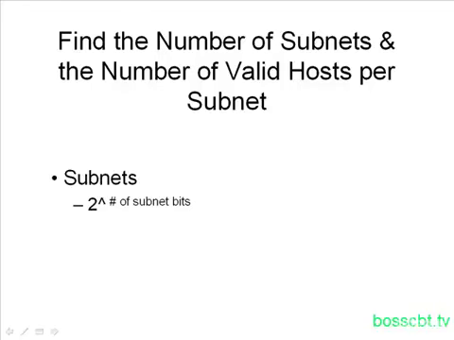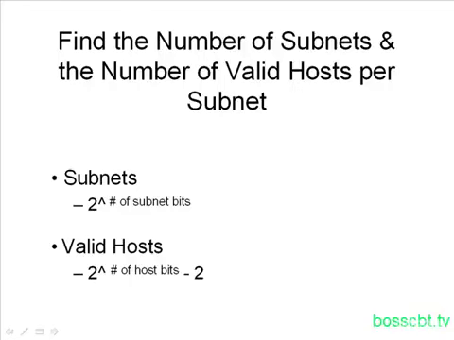So speaking of the formulas, the first one, in order to determine the number of subnets, it's very simple. It's 2 to the power of the number of subnet bits in the subnet mask. Likewise, in order to find the number of valid hosts in each one of the subnets you're creating, the formula is 2 to the power of the number of host bits in the subnet mask minus 2.